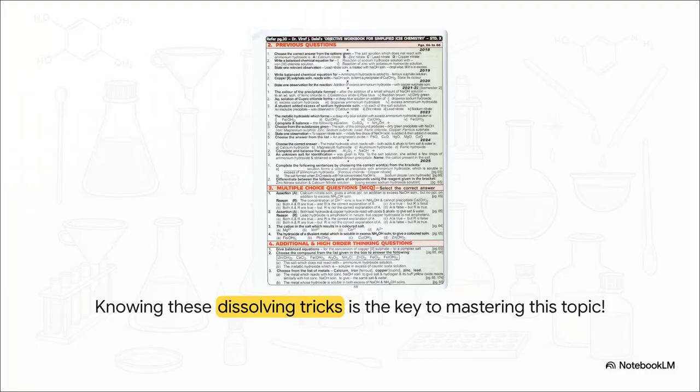And I literally cannot stress enough how important these specific exceptions are. Previous exam questions, high-order thinking problems, they almost all revolve around this exact excess reagent twist. They're going to ask you specifically which precipitate is soluble in excess ammonium hydroxide but not sodium hydroxide, or vice versa. Knowing these dissolving tricks is pretty much the key to mastering this entire topic.